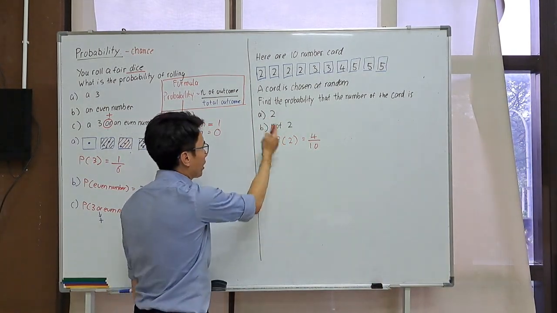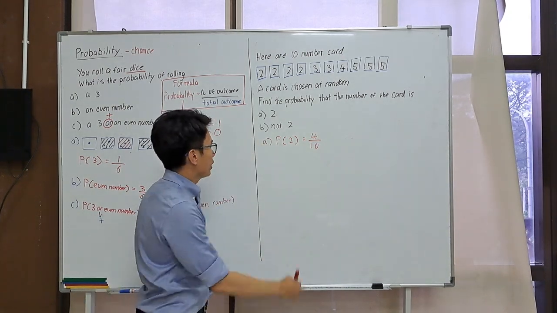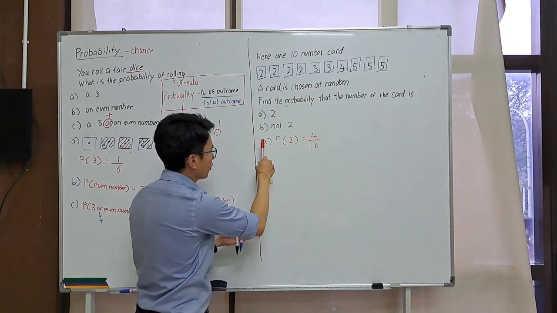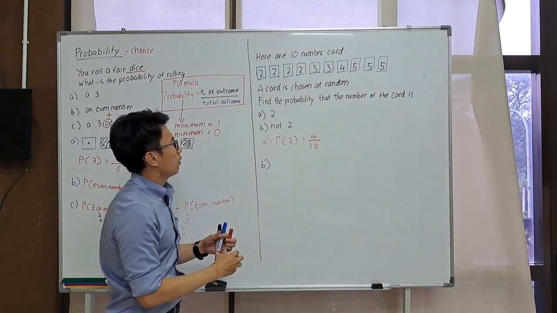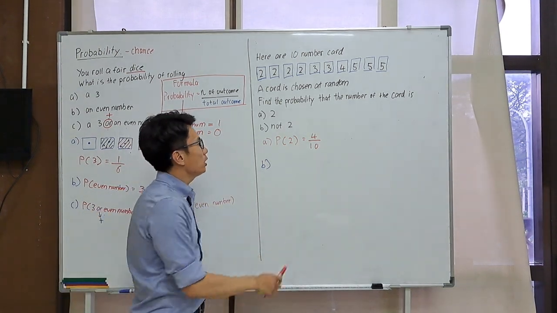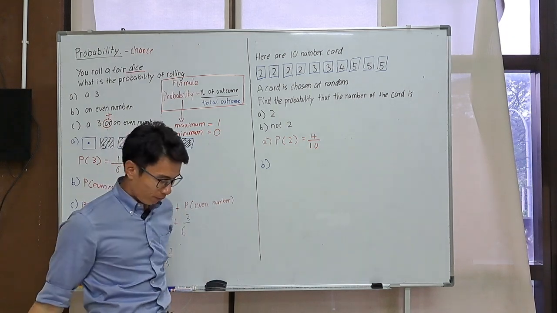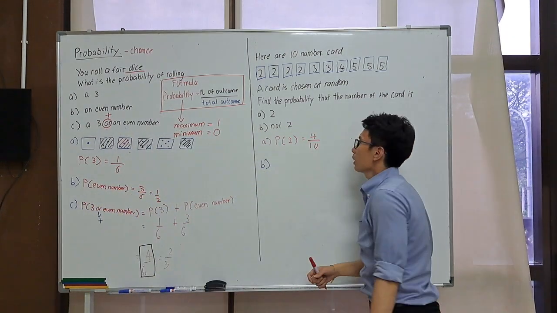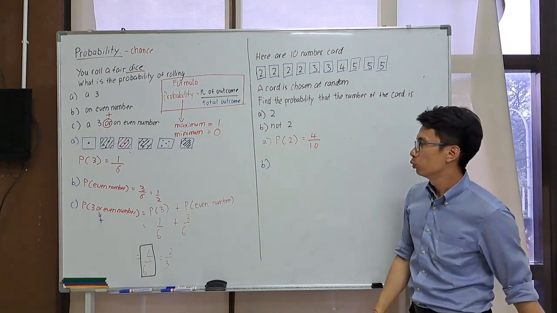Okay, for A. And then now let's take a look at B. Now B is quite interesting over here. B is the one that I want everyone to focus on. Now I'm interested in knowing what is the probability of not 2? It's not 2, okay? So take a look at this. What does it mean by not 2?